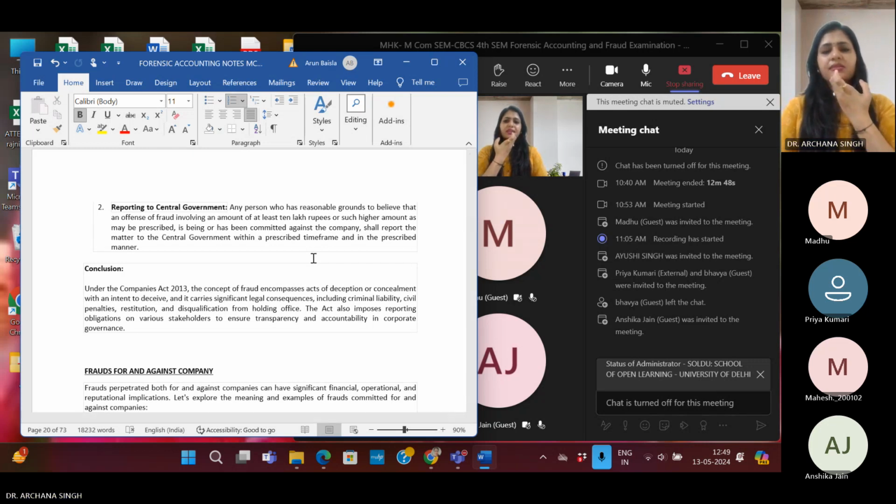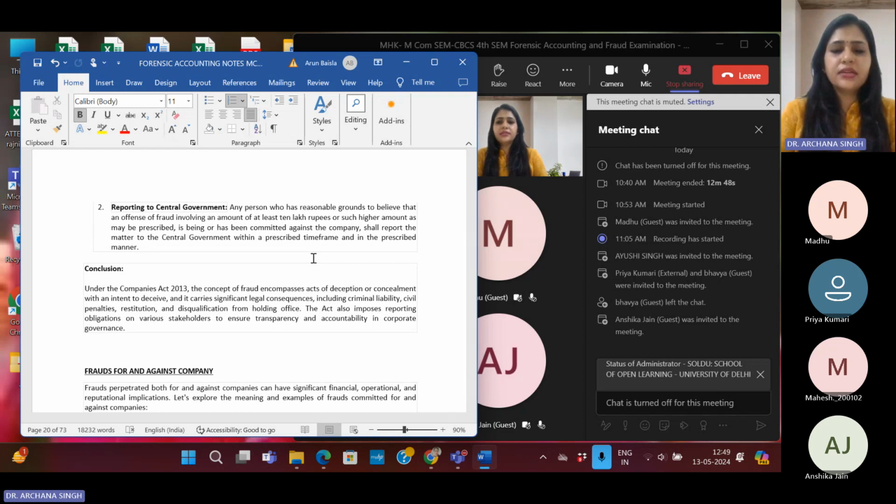Okay, so we can conclude that under the Companies Act 2013, the concept of fraud includes deception and concealment with an intent to deceive, and it carries significant legal consequences, including criminal liability, civil penalties, restitution, and disqualification from holding the office or holding that post.